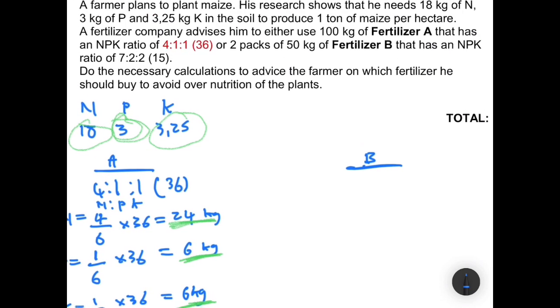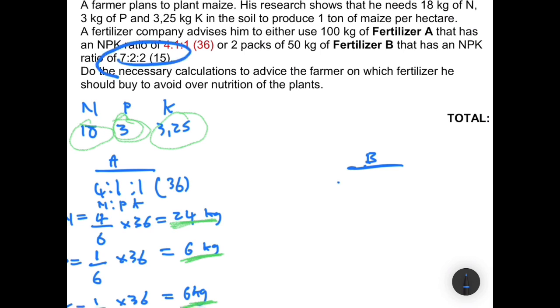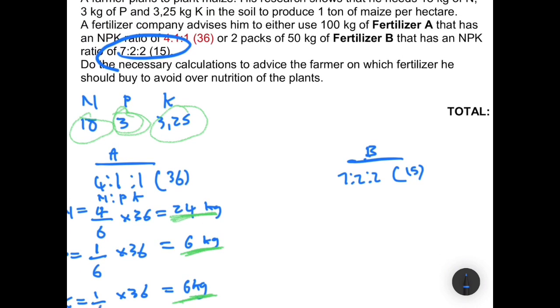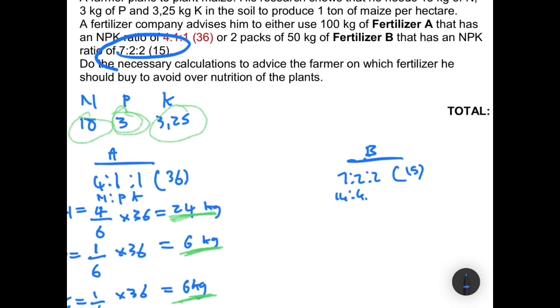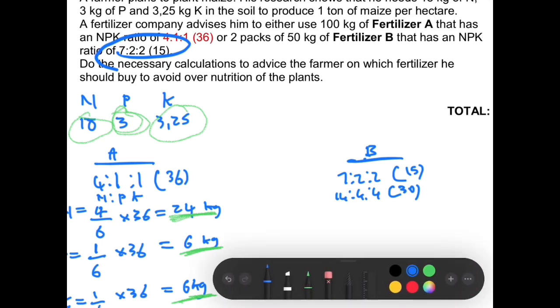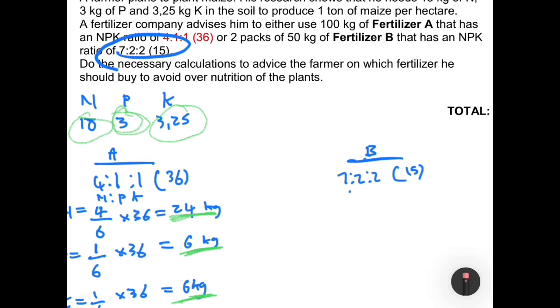So for option B, we have the ratio at 7:2:2, and then the actual amount is 15%. And this is for a 50 kg bag, right? But the dealer at the store is saying that I should use 2 of these 50 kg bags. So if it's using 2 of these 50 kg bags, then you can write the ratios as 14:4:4, and then in bracket you put 30, right? Or instead of doing that, you calculate the mass as it is, and then you just multiply it by 2 at the end, right? So let's do that.